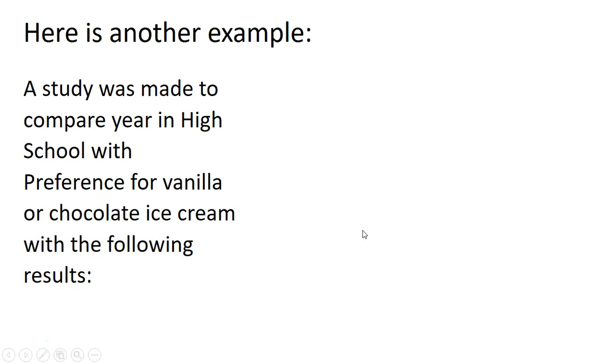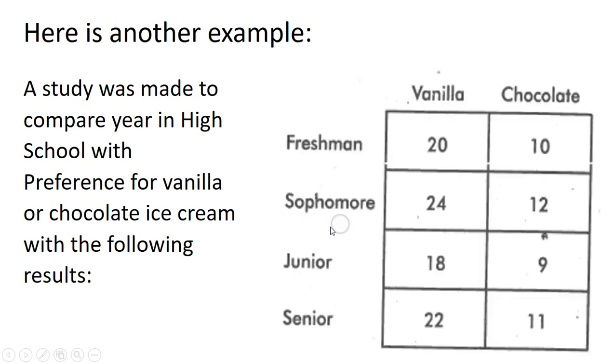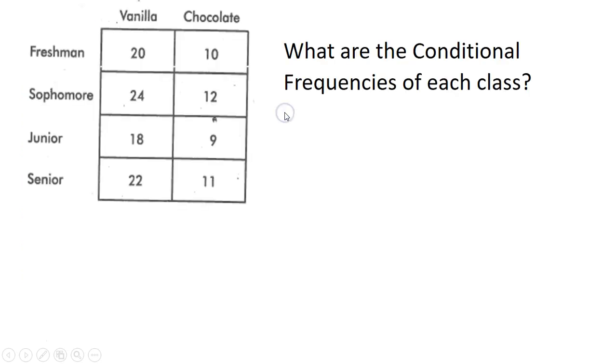Here's another example. A study was made to compare year in high school with preference for vanilla or chocolate ice cream with the following results. I know, great data, right? Year in high school, preference of ice cream, vanilla and chocolate. So what are the conditional frequencies of each class?